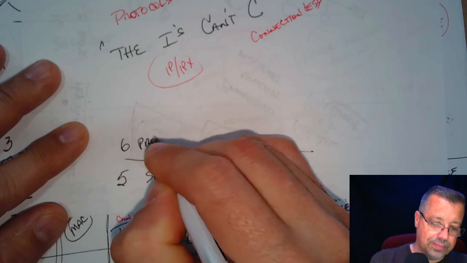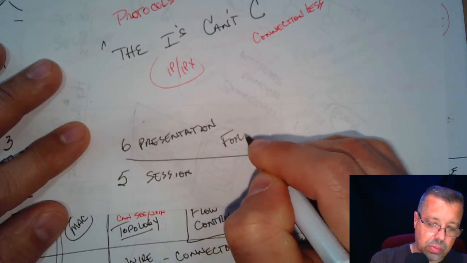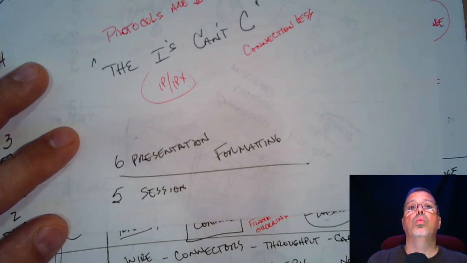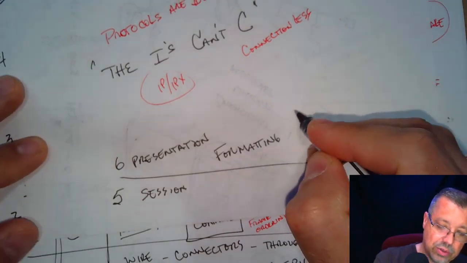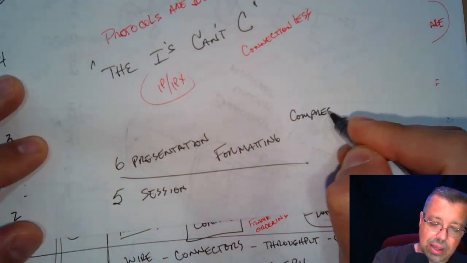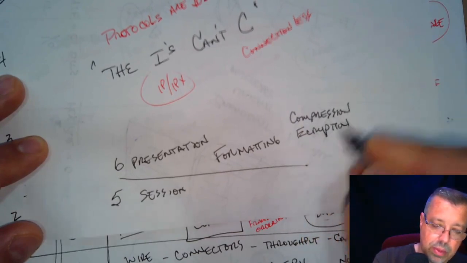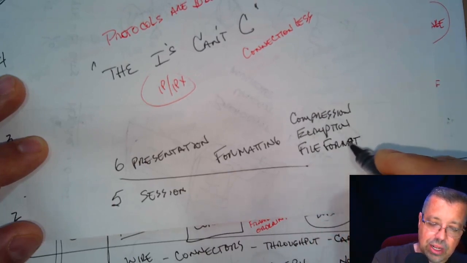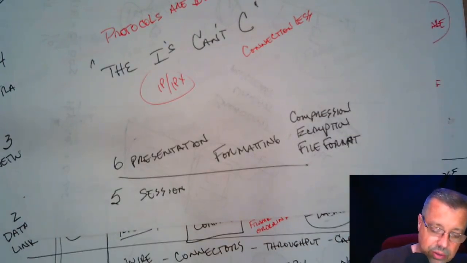6 is the presentation. Presentation is all about formatting. So it has to do with the file format that we have. It has to do with compression settings that we have, and encryption and file format. So if I change something from a DOC to a PDF, that would be a presentation layer function. If I compress or encrypt it, or decompress or decrypt it, that would be a presentation layer function.